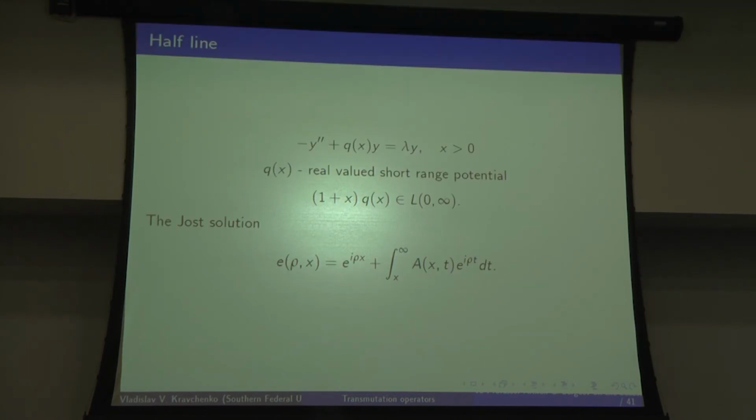Now, half line. Here it's even more interesting, in fact, because I can say that in a sense we trivialized the problem on a half line. So I will try to explain it now. Let us consider this equation on a half line. Q is a real valued, short range potential, so it means that it satisfies the same integrability condition. The Jost solution has this form, we already saw it.